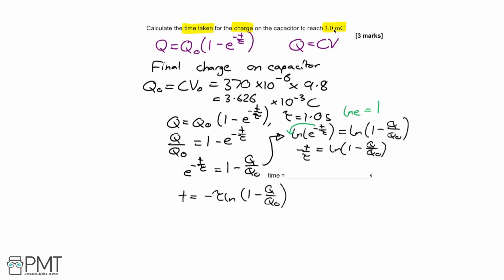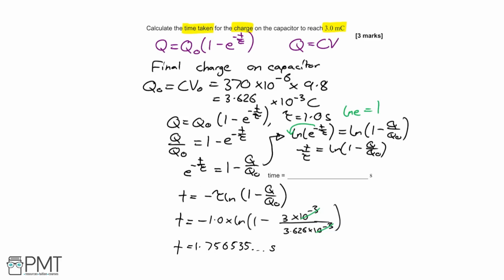So now we have q, we have q0, and we have tau, so we can substitute these numbers in, and in doing so, you find that this is equal to minus 1.0 times by natural logarithm of 1 minus 3 times 10 to the minus 3 over 3.626 times 10 to the minus 3. So the 10 to the minus 3 from the milli prefix and the 10 to the minus 3 that we calculated from the final charge have cancelled each other here. Therefore, if we had anticipated that in advance, we could have just entered in 3 divided by 3.626 in order to save us time typing this in.